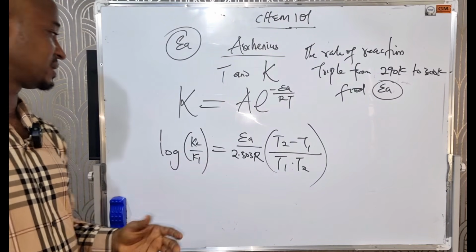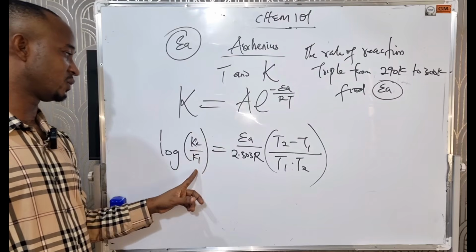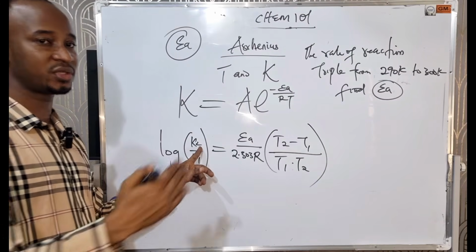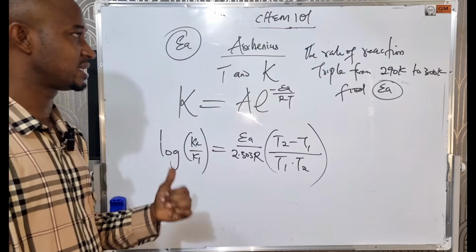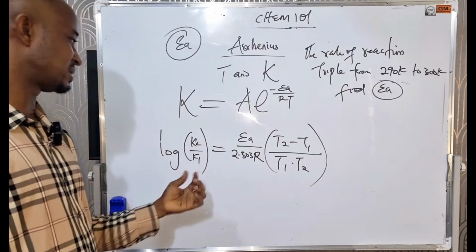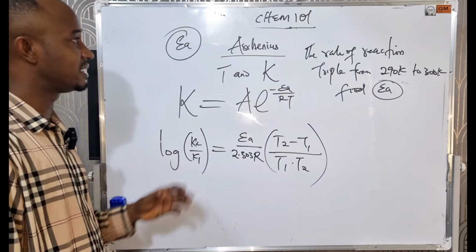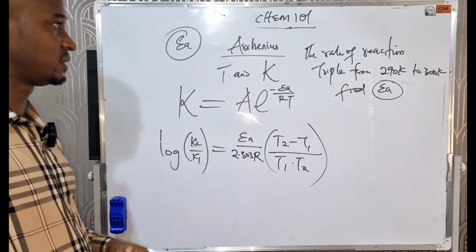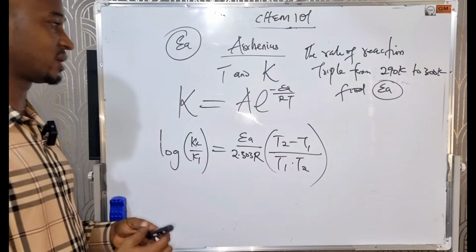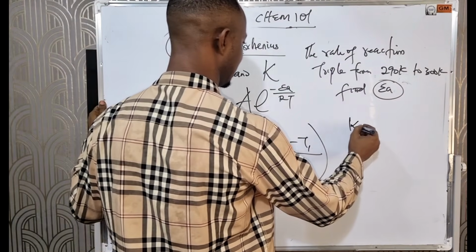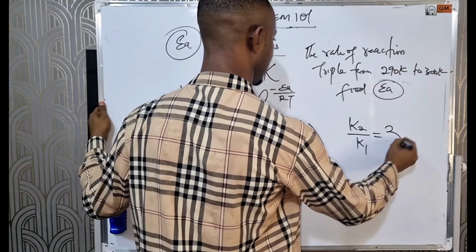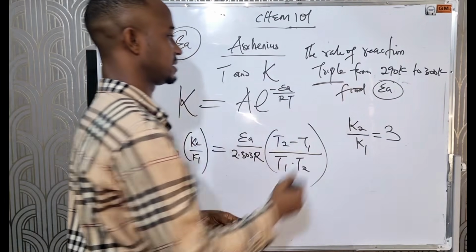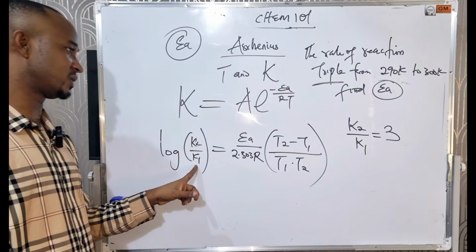So the formula says log k2 over k1. k2 is for the second temperature, k1 is for the first temperature. Are you getting it? For the first temperature, 290, the rate constant is k1. So if they say the rate of reaction triples from 290 to 300, that implies that the ratio of k2 over k1 is 3. Triple means 3.